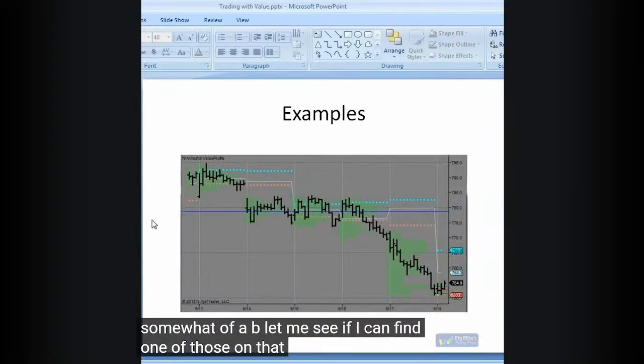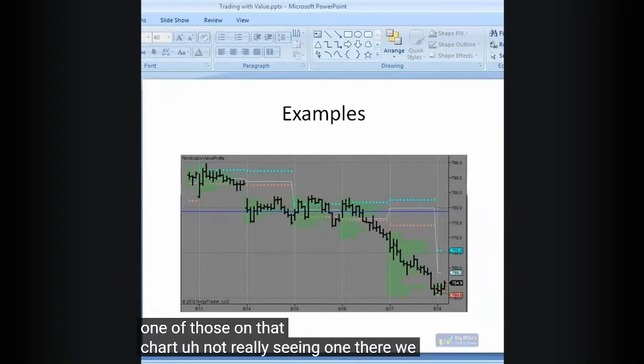Let me see if I can find one of those on that chart. Not really seeing one there. We have a P there.